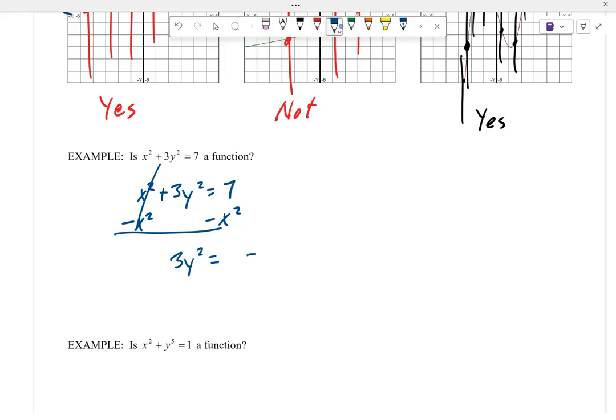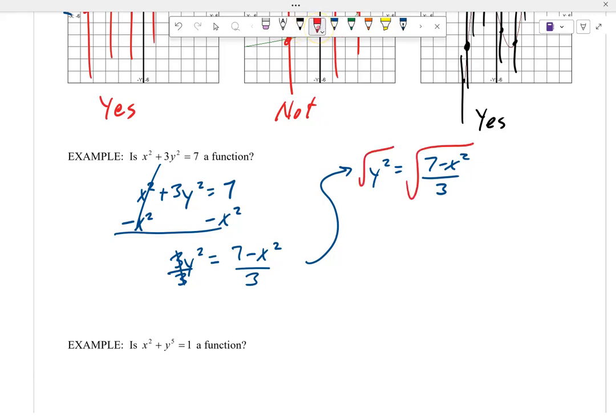So I've got 7 minus x squared. I'm going to divide both sides by 3. So I've got y squared equals 7 minus x squared all over 3. Now when I solve this for y, I've got to square root both sides. Well, if I square root both sides, don't forget that you have to do what? You got to throw on a plus minus, right?